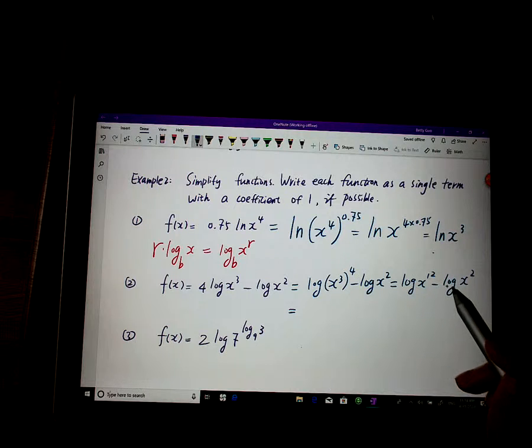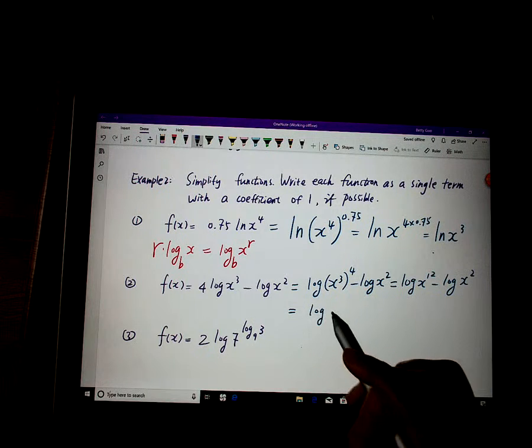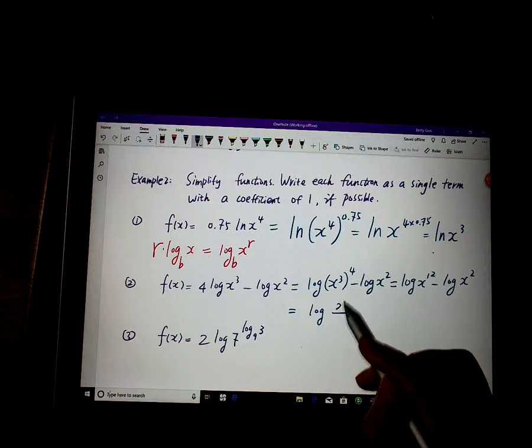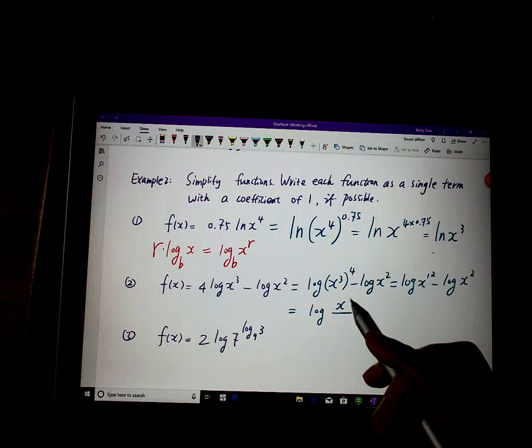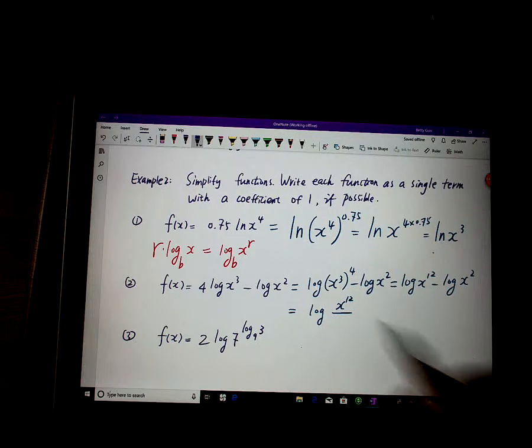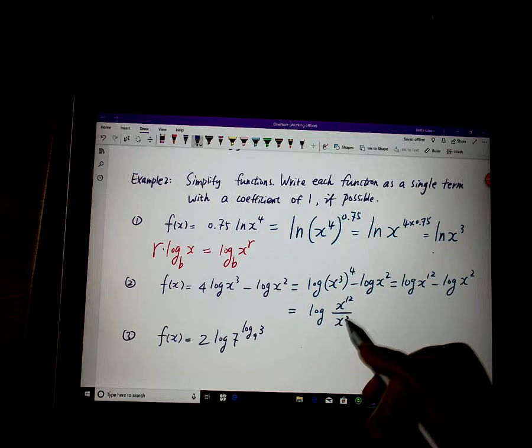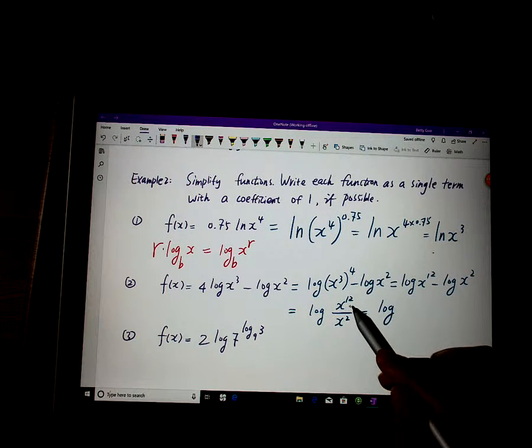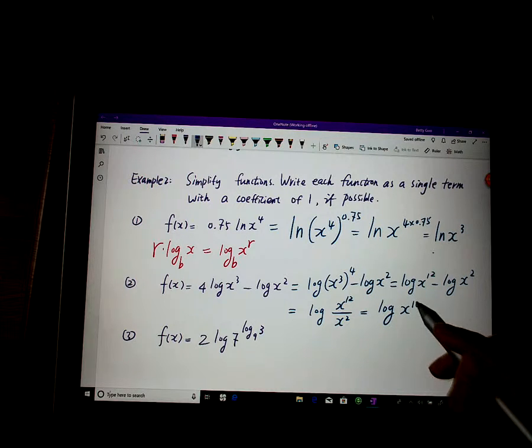Subtraction. Now we can apply the quotient rule to condense this expression as one single common logarithm by taking the quotient of the two arguments. Be careful with the order. x to the power of 12 goes on the top, x squared on the bottom. Simplify x to the power of 12 over x squared. We have x to the power of 10.